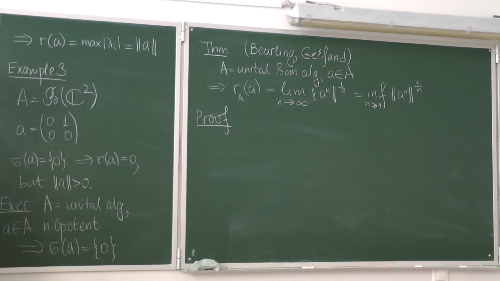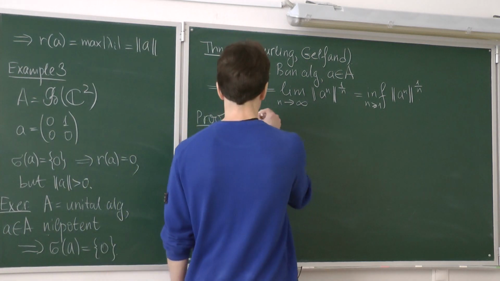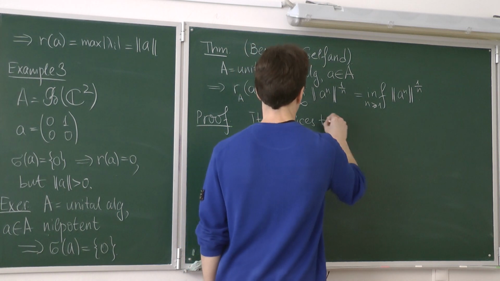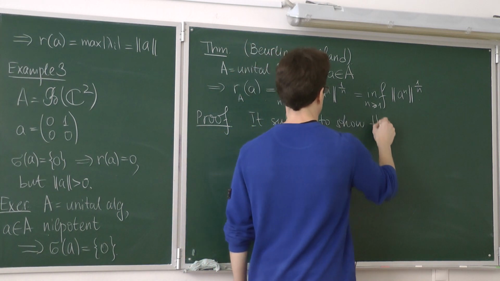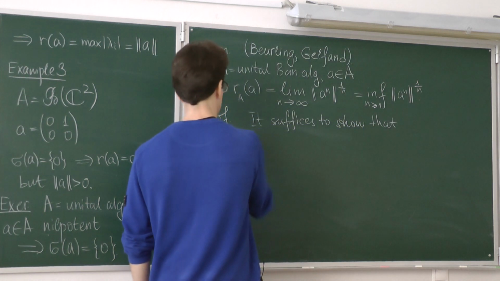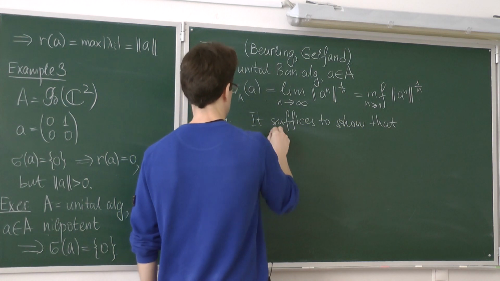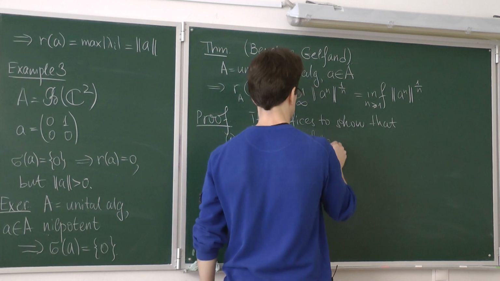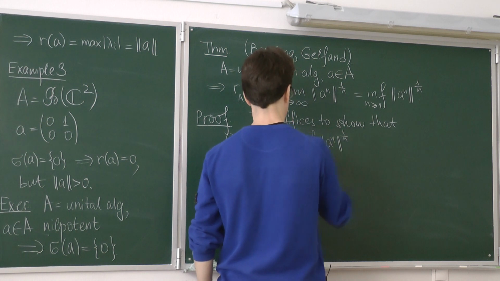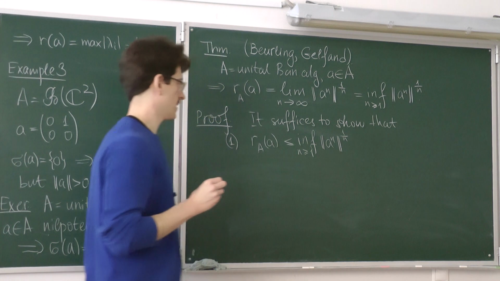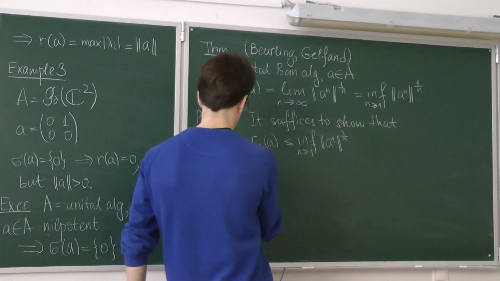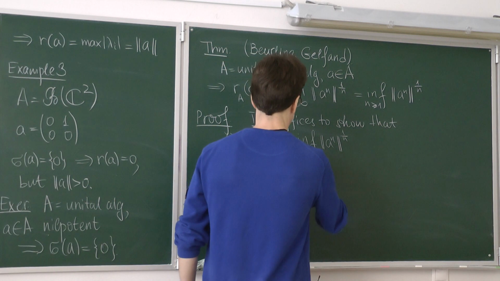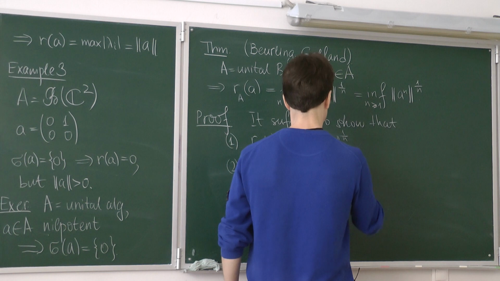To prove this formula, first of all, we observe that it suffices to show that, first of all, the spectral radius is less than or equal to this infimum. This is the first inequality. And the second inequality: the spectral radius is greater than or equal to the upper limit of this sequence.